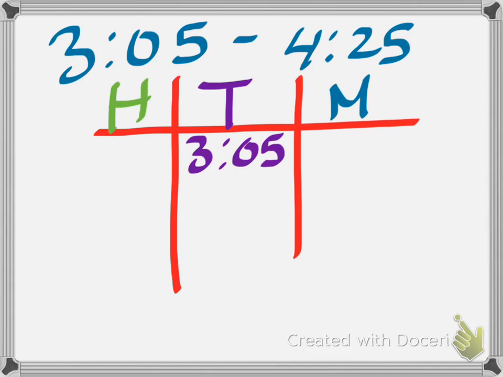Now we go to the next hour. We're not going an hour from 3:05 because that would give us 4:05. We're actually going to the next hour, which is 4 o'clock. Then we look at what comes next. Well, we can't go to 5 o'clock because that's too late. So we're going to put our ending time, which is actually 4:25. Now we are looking at our start time to 4 o'clock. Is that a whole hour? No, that is not.